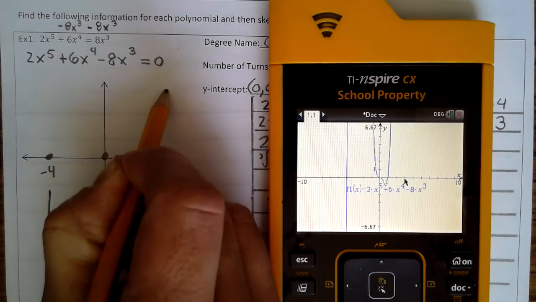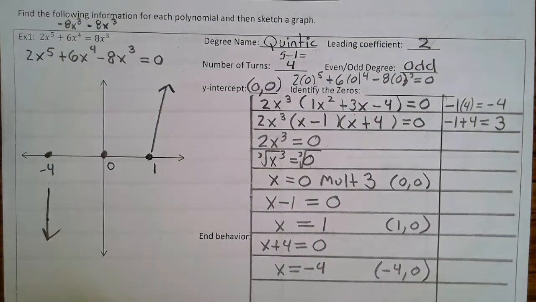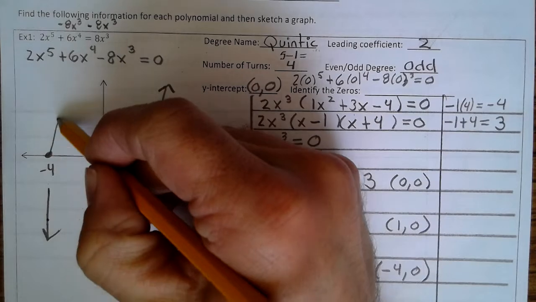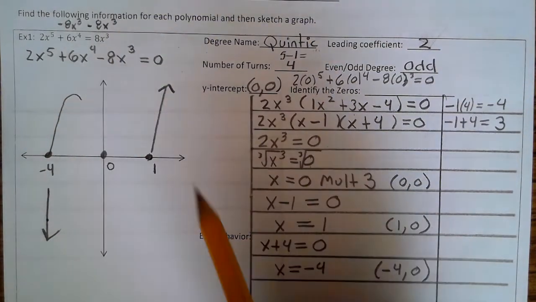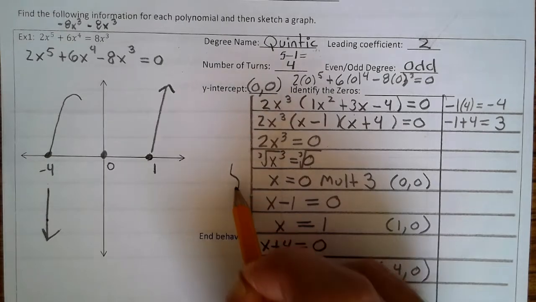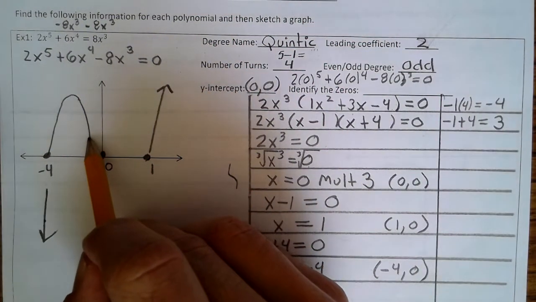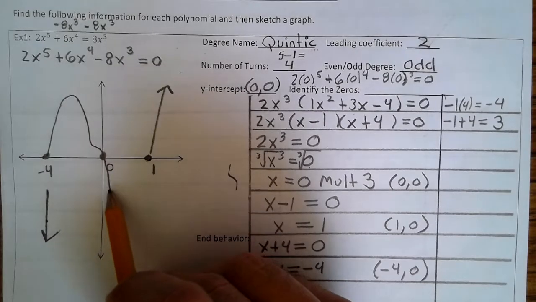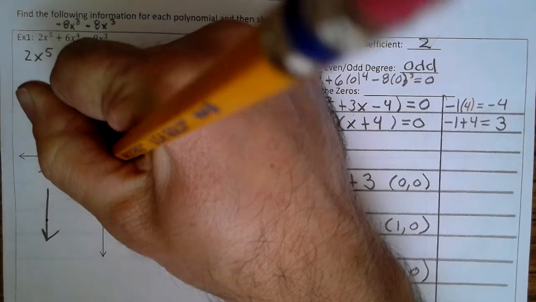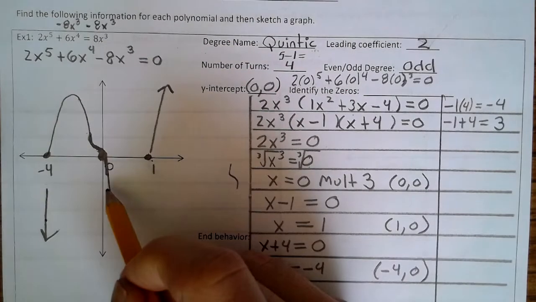Okay. Now it has 4 turns. So there is 1 turn. Now here remember, because it's multiplicity of 3, it has a cubic curve right here. So it's going to go like that. It's slightly hard to see, but it is your cubic right there. And then it turns back up to here.